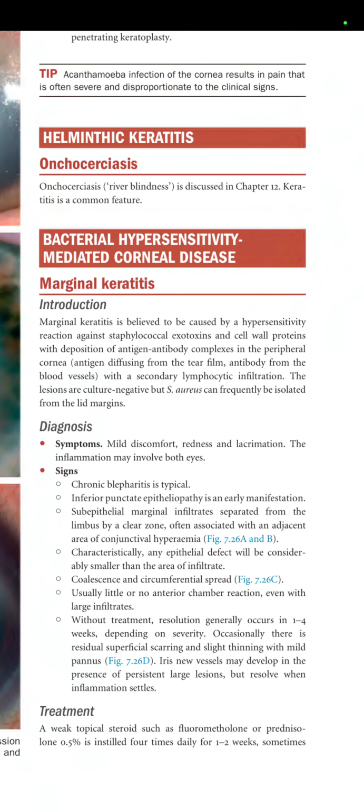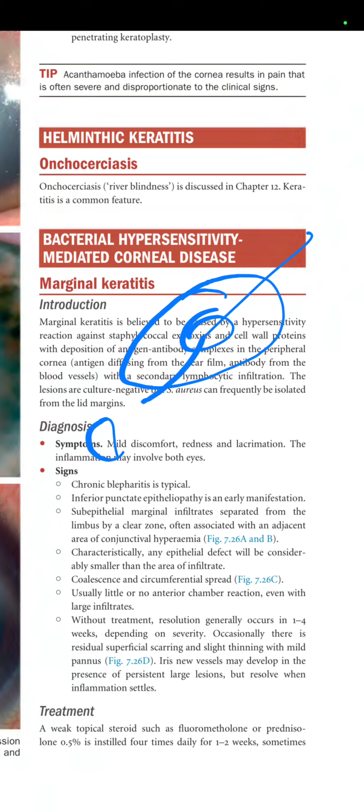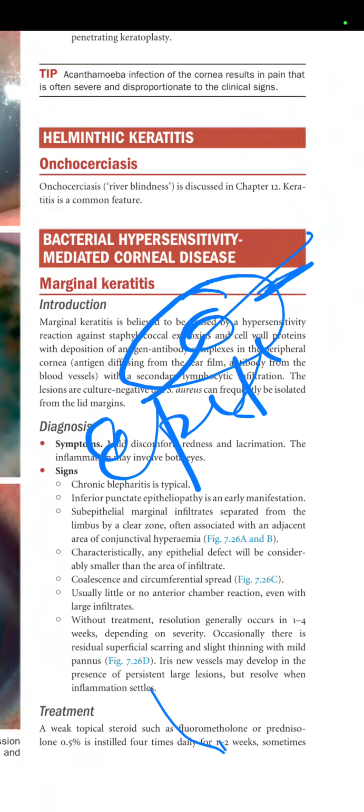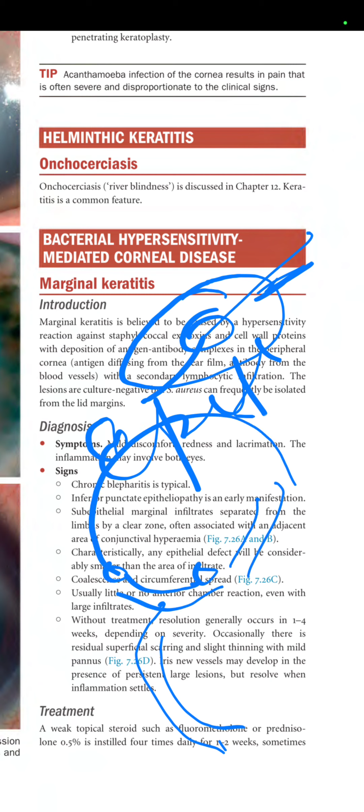Subepithelial marginal infiltrate separated from the limbus by a clear zone, often associated with an adjacent area of conjunctival hyperemia. Characteristically, any epithelial defect will be considerably smaller than the area of infiltrate. So basically, the area of infiltrate is greater, and there can be an epithelial defect, but that is very minor as compared to the infiltration. Coalescence and circumferential spread. So there are multiple lesions that will coalesce and spread circumferentially.